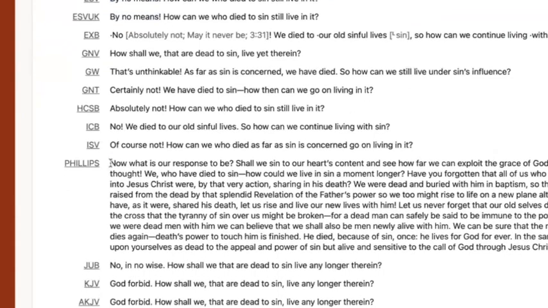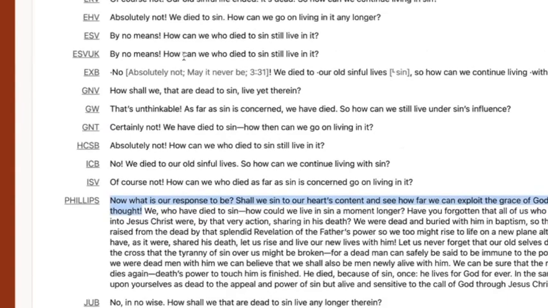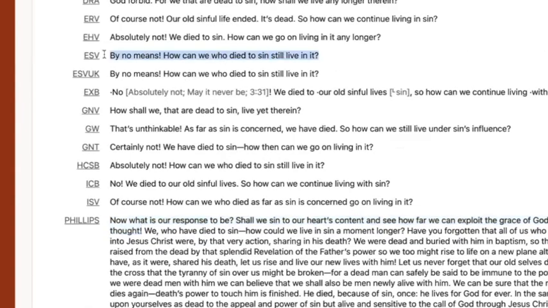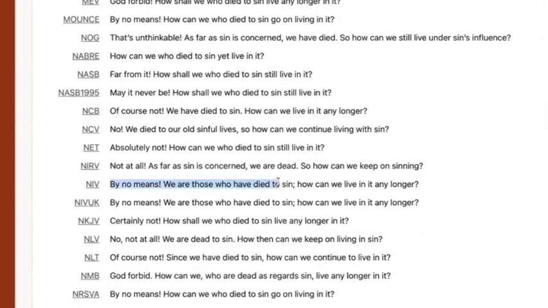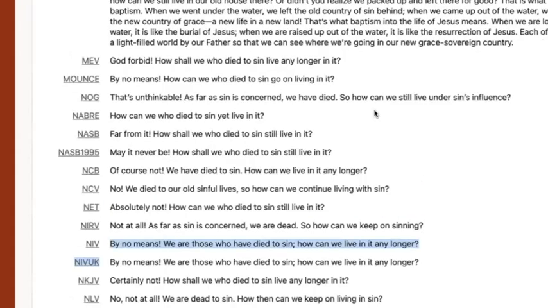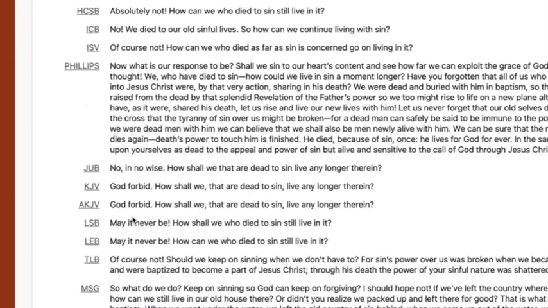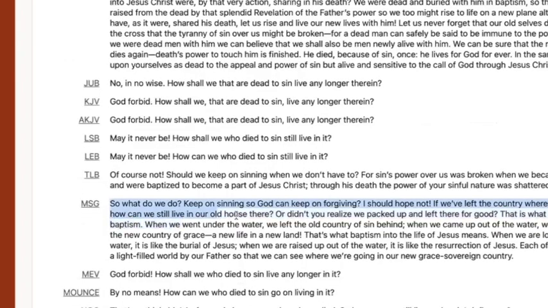The Phillips is another translation. What is our response? Shall we sin in our hearts content so that we can exploit the grace of God? What a ghastly thought. So you can see how different these paraphrases are. The ESV is very literal. It's close to the Greek. You could go look at the Greek and it's almost word for word. The NIV takes some liberties. It's in the middle. It gets the idea across. Yeah, that's okay. But the Phillips and the Message, definitely paraphrases.